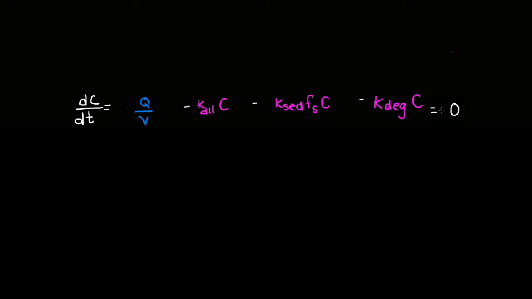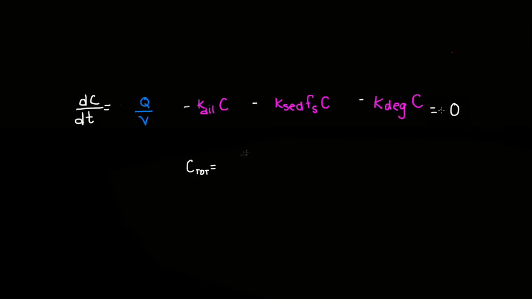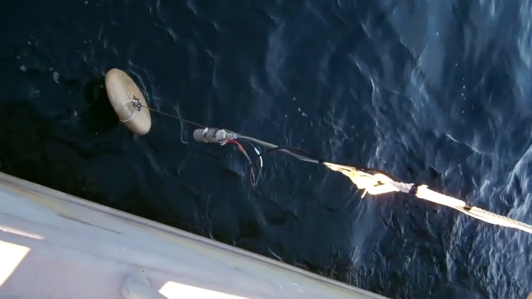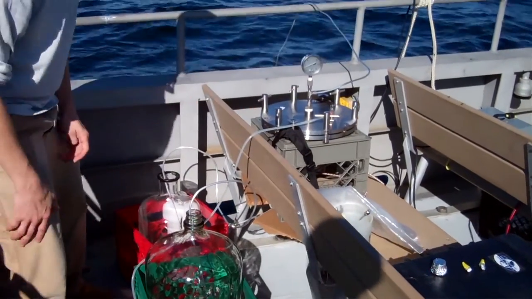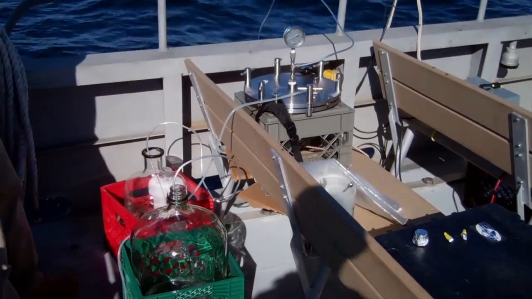Grouping like terms and solving for C, we get this. Now we can isolate C and solve the equation using what we know or can estimate about the chemical or the system. Once we solve for the concentration of estrogen in the bay, we determined that we needed to collect 20 liters of water in order to make the necessary measurements.